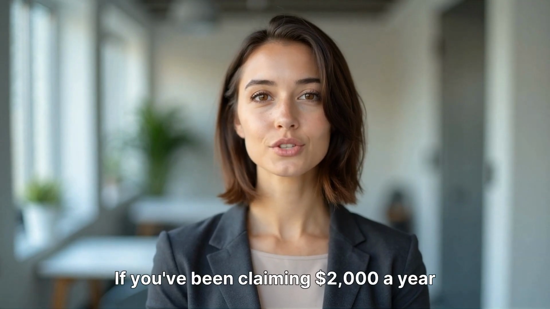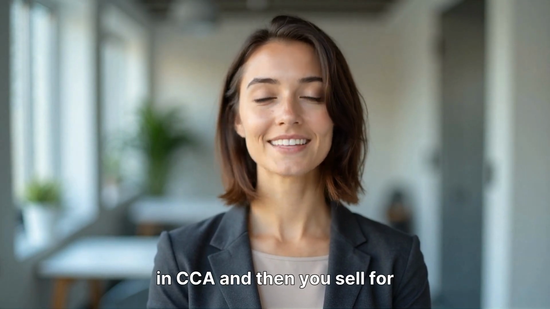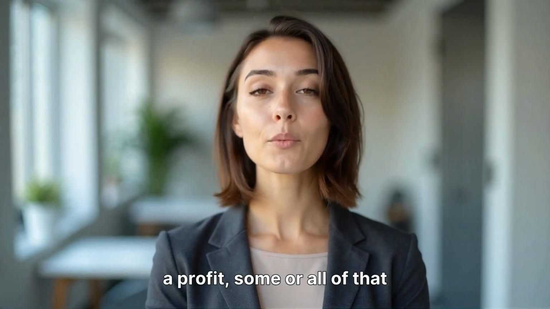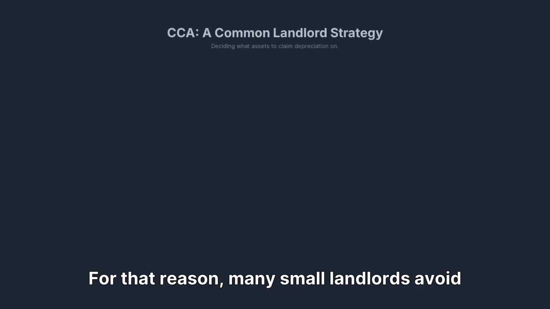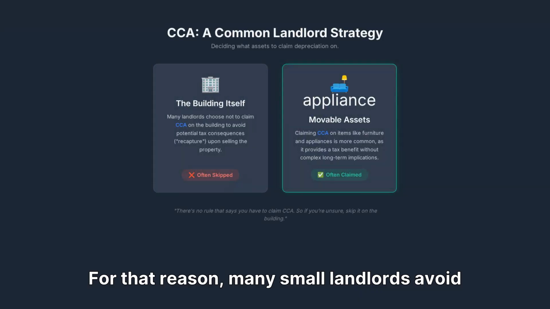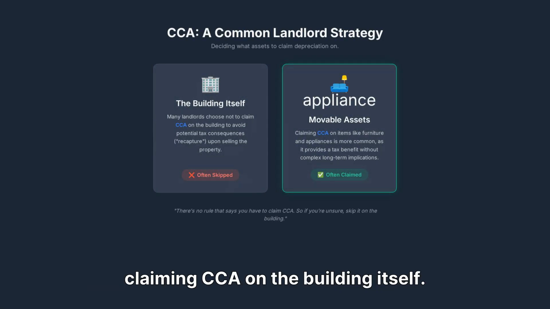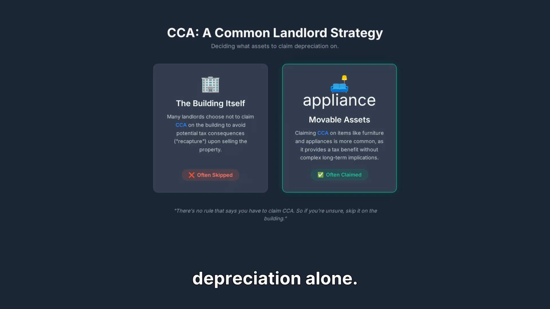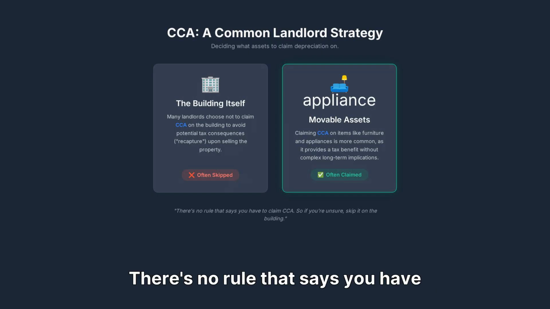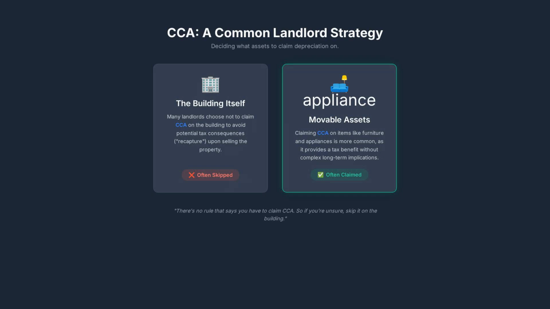If you've been claiming $2,000 a year in CCA and then you sell for a profit, some or all of that CCA might come back as taxable income. For that reason, many small landlords avoid claiming CCA on the building itself. They claim it on movable assets, furniture, appliances, but leave the building depreciation alone. There's no rule that says you have to claim CCA, so if you're unsure, skip it on the building.